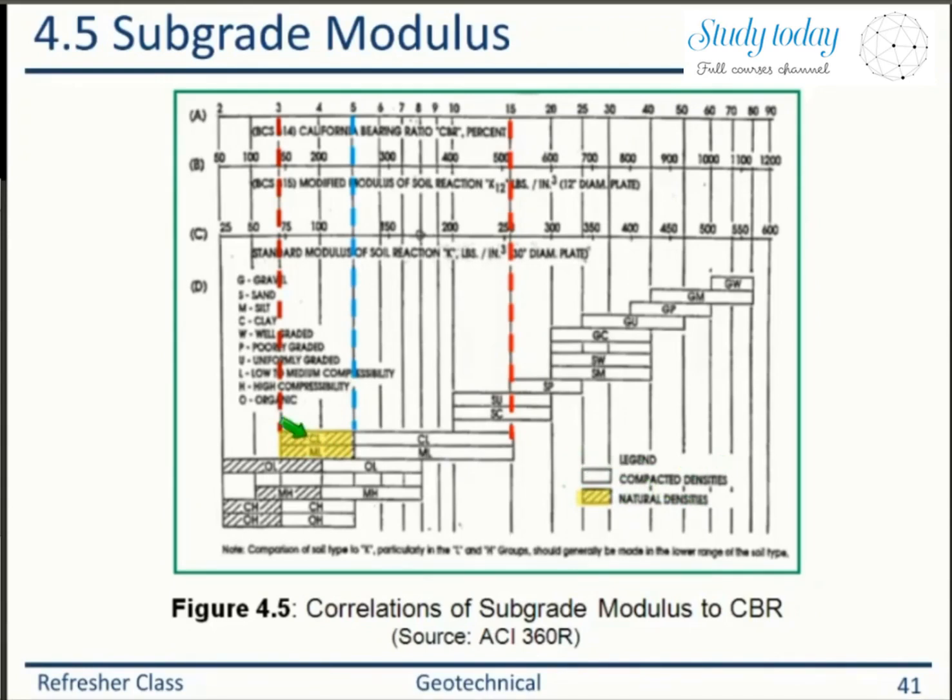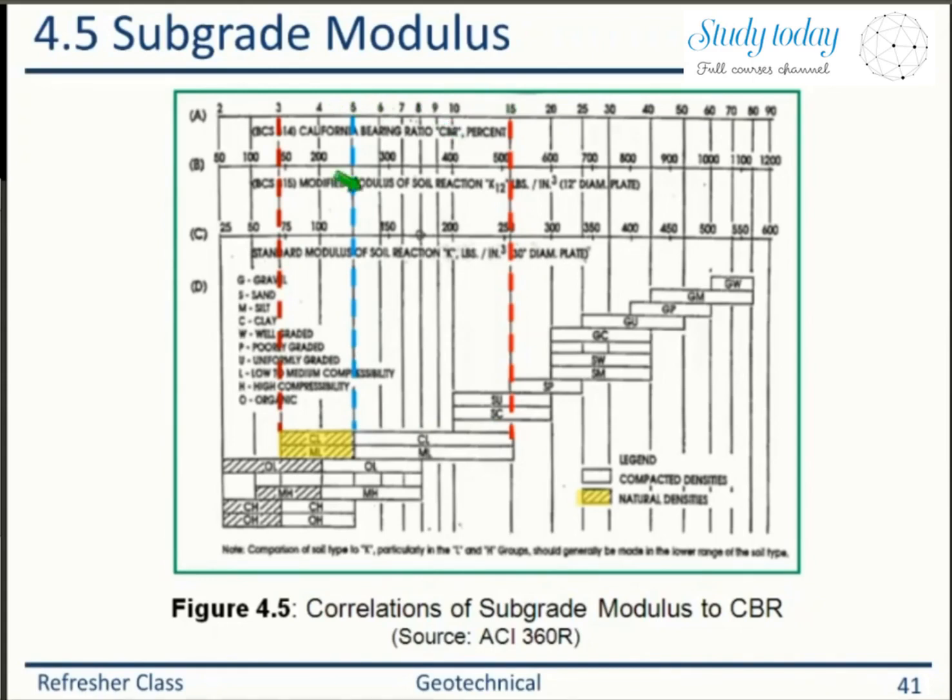Let's say unsuitable soil such as your clay and silt. You can see the natural CBR value of the natural clay or silt could be as low as 3 to maximum 5. Okay. Now, if you perform the compaction, then your CBR value could rise as high as from 5 to 15. So this is a tremendous increment.